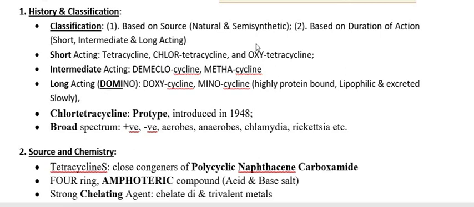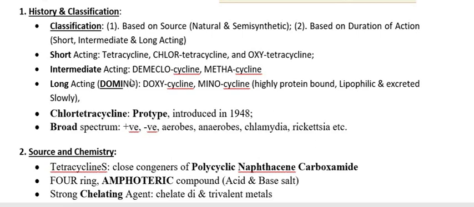Now I am going to mention one very important point: chlortetracycline is a natural tetracycline and is called the prototype of the tetracyclines. That means other tetracyclines are derived from chlortetracycline, or you can say they have some structural similarity with it. So chlortetracycline is the prototype of this group and was introduced in 1948.